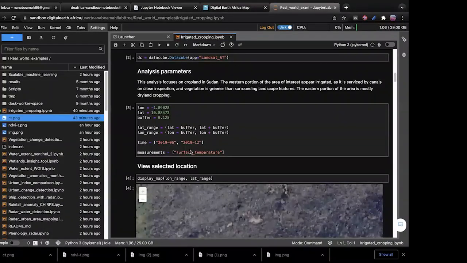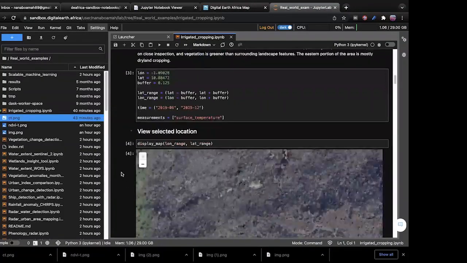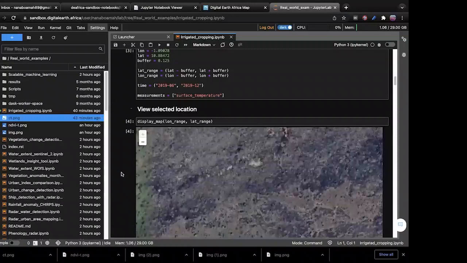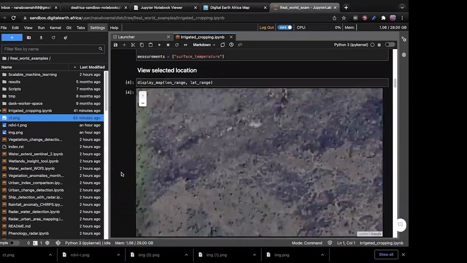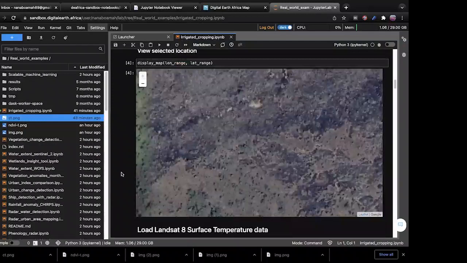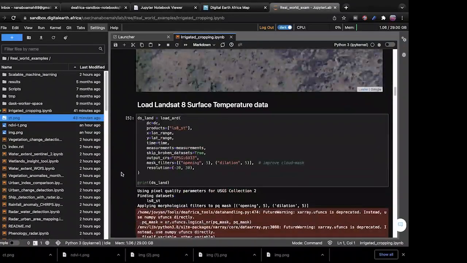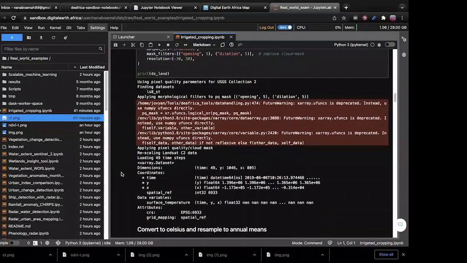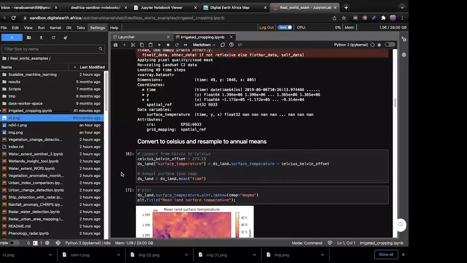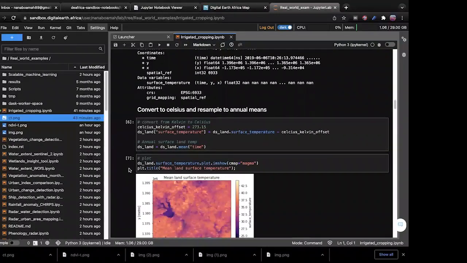And the time period also, you have to mainly specify within the dry season period so that you can actually get good results of the area that you're working in. Then we display the image also. Then you load the surface temperature. After loading the surface temperature, the Landsat surface temperature is in Kelvin, so you have to convert it to Celsius. So this section converts it to Celsius and resamples it.